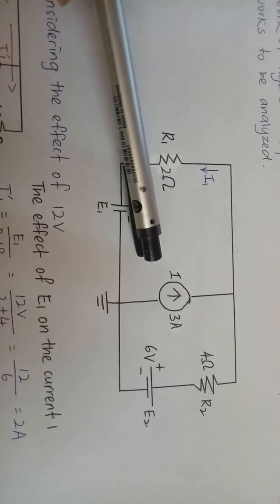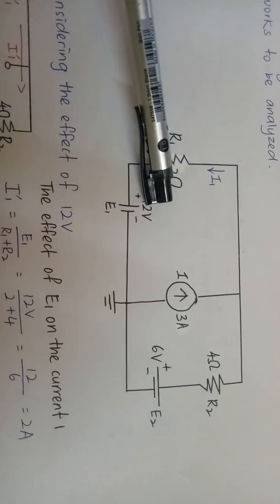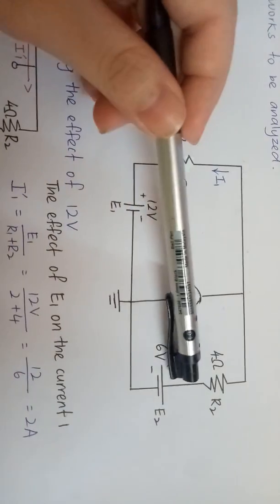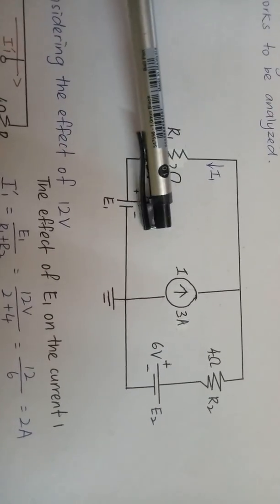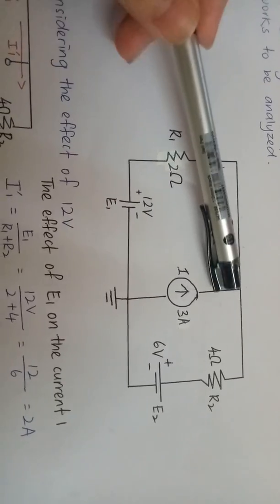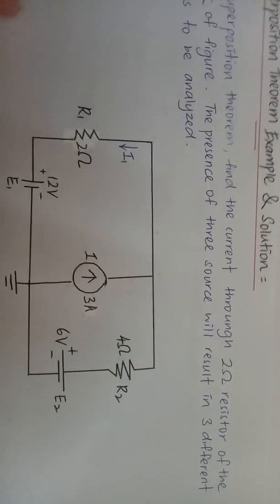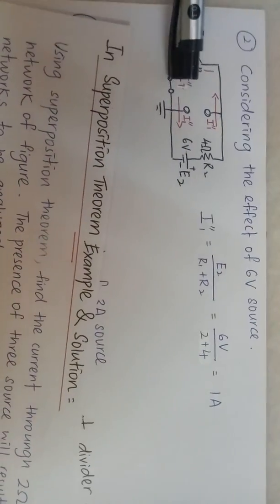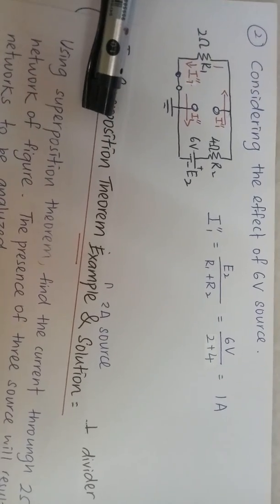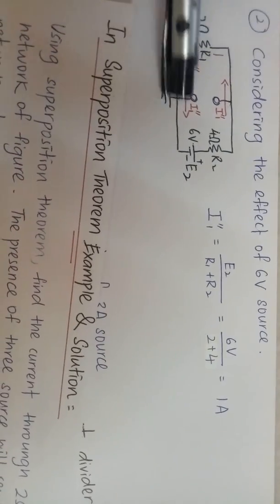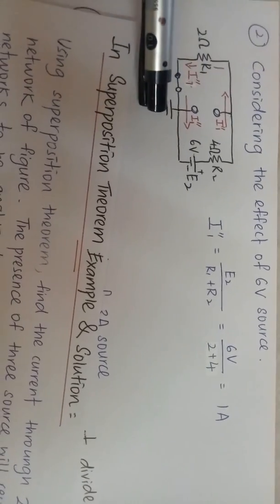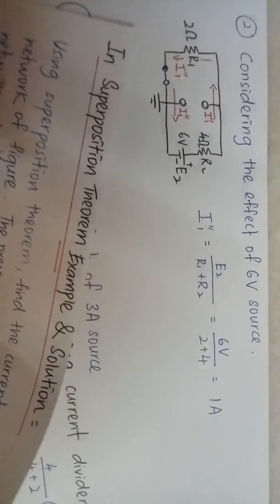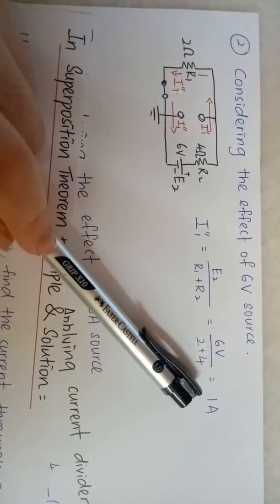Now, going to step 2, I'm going to consider the effect of the 6 volts. The 12 volt source, I let it become a short circuit, and the current source continues as an open circuit. Thus, it becomes a series circuit like this. Now I substitute I'' as the current flowing through the whole circuit. To find I''1, I also use Ohm's law, and finally I get 1 ampere.